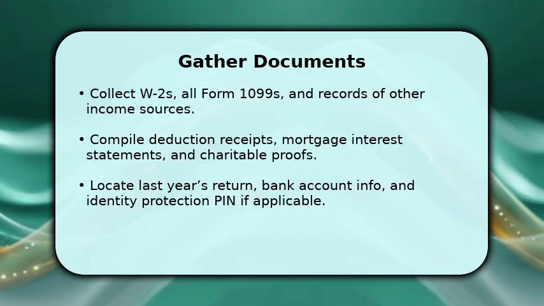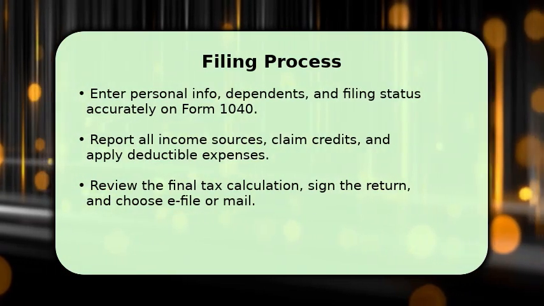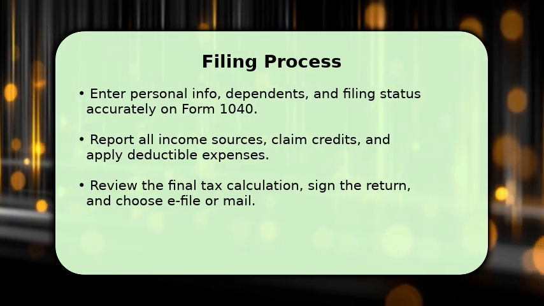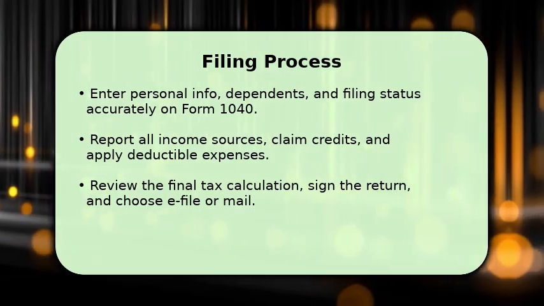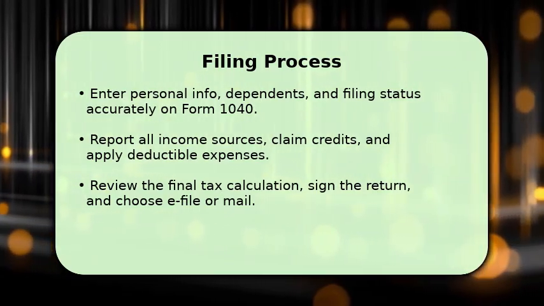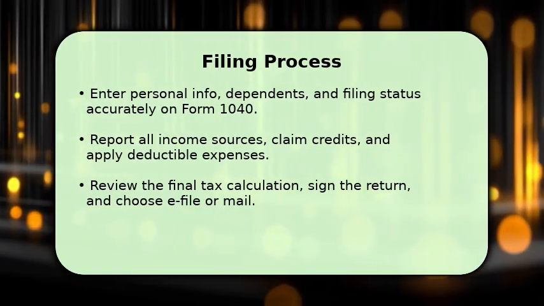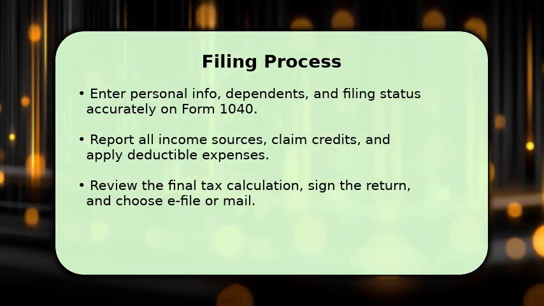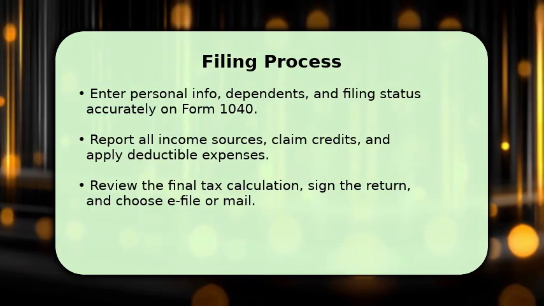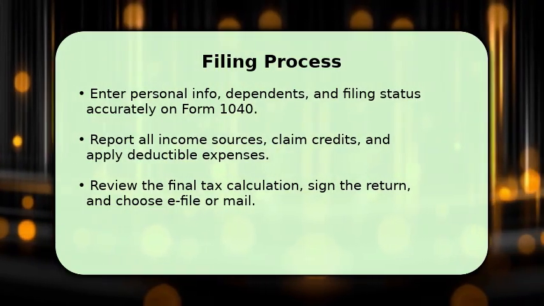Work through Form 1040 step by step, entering personal info, dependents, and all income items from W-2s and Form 1099s. Apply credits like the child tax credit and education credits, and include deductible expenses whether itemizing or taking the standard deduction. Double-check math, verify bank info for refunds, and sign the return electronically or by hand if mailing. Keep copies of everything for your records.